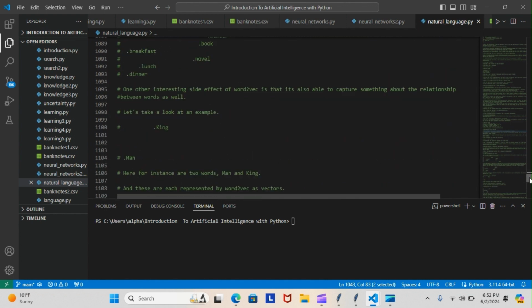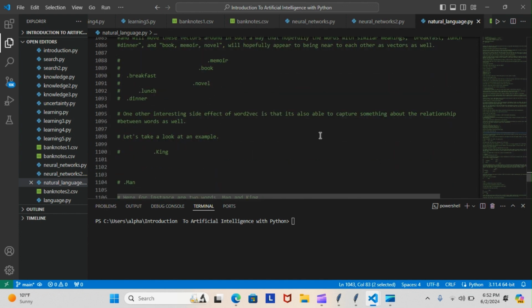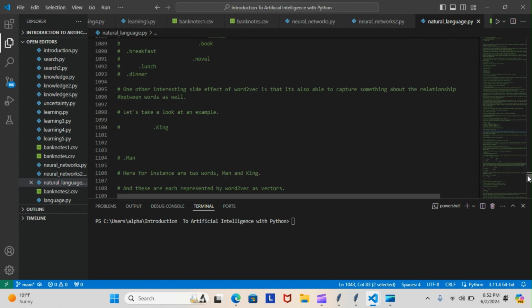So you can see a representation of that here. You can see how the words that are alike gravitated towards each other. We have breakfast, lunch, and dinner. Then on this side here we have memoir, book, and novel. So one other interesting side effect of word2vec is that it's also able to capture something about the relationship between words as well.